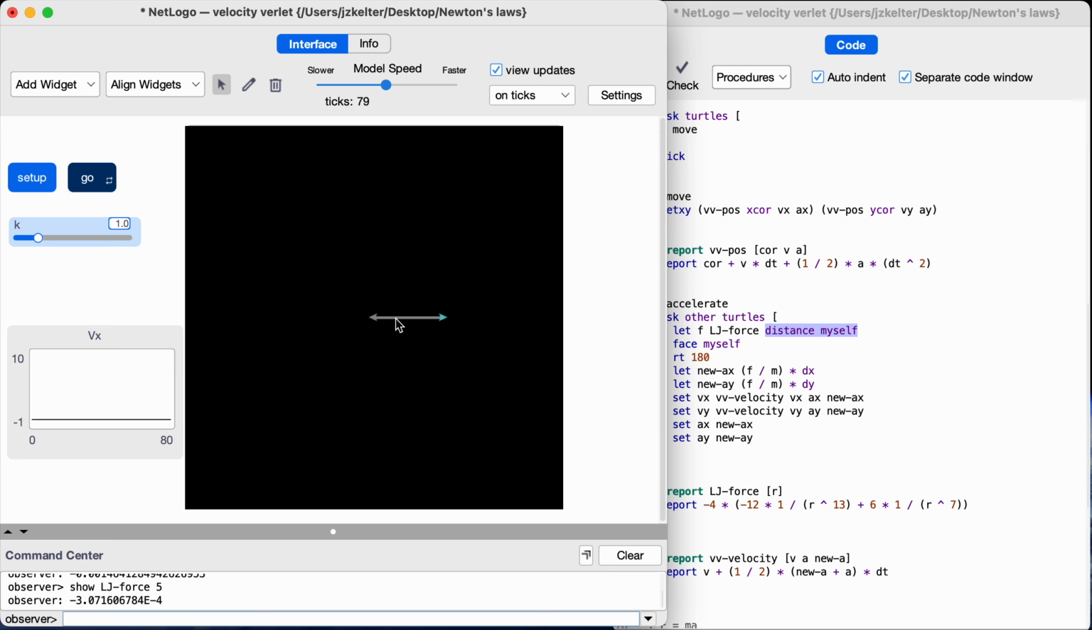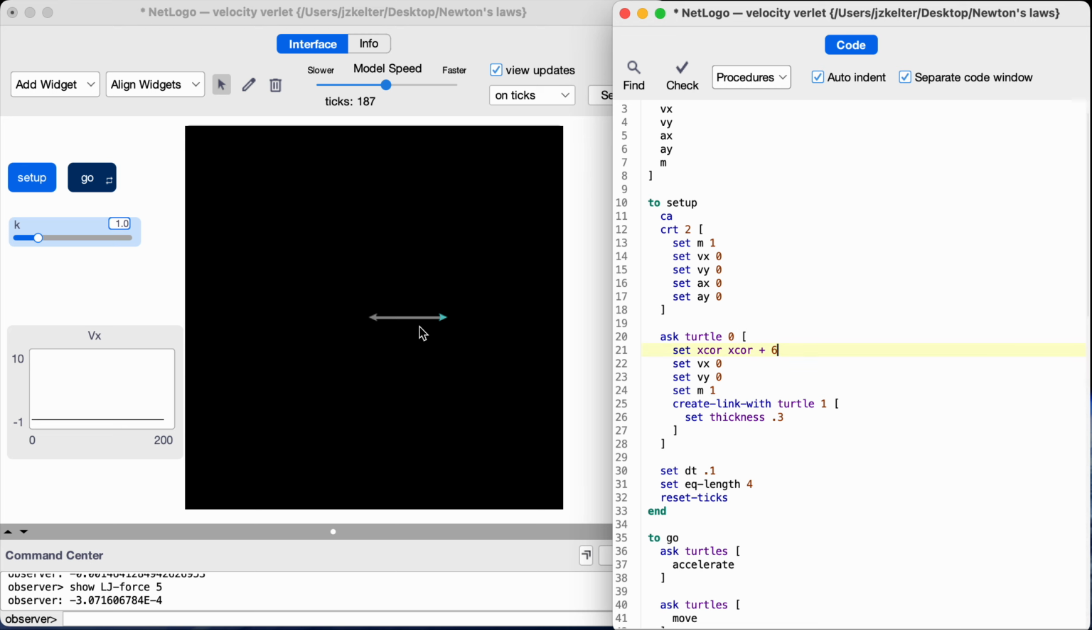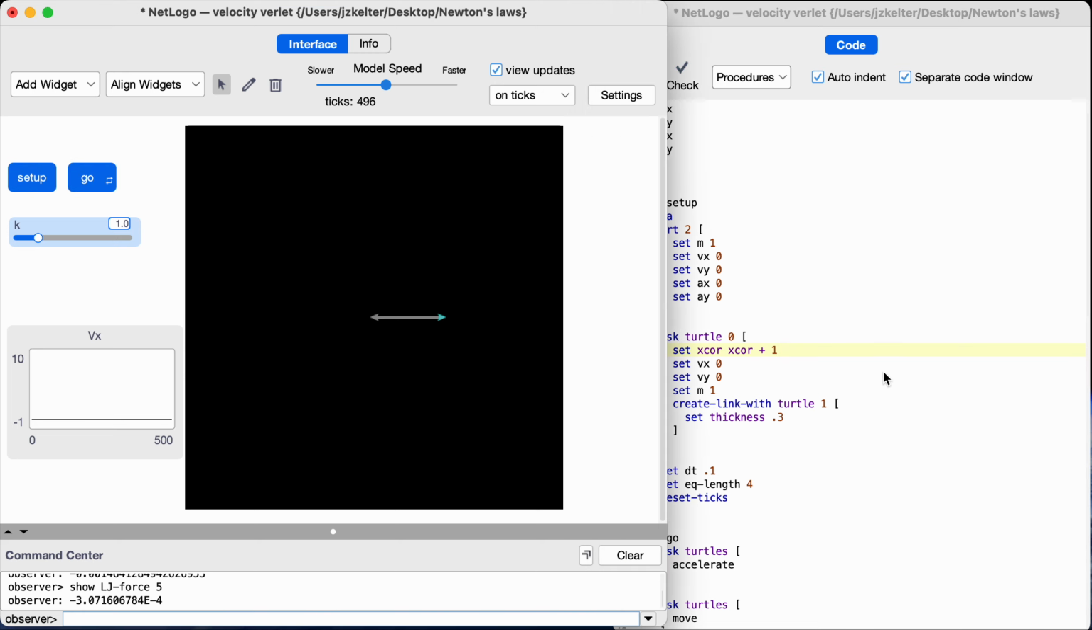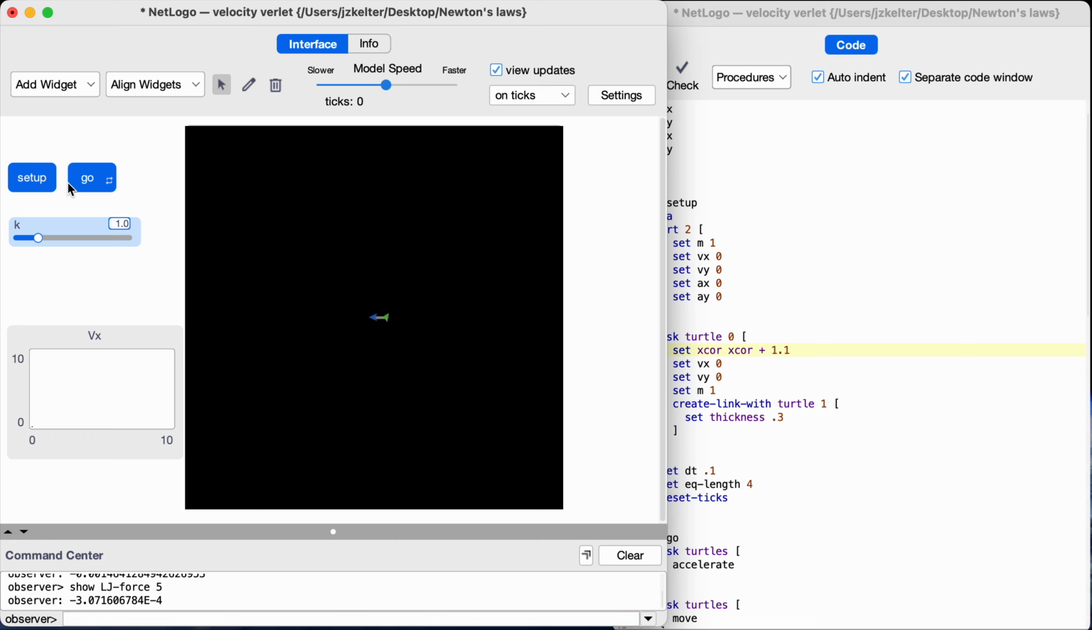So we're starting now 6 away, and it seems like they're not really moving. And that's very far away for this interatomic potential. So let's try making them just 1 away, or let's say 1.1. And now we can see that they are vibrating a little bit there.